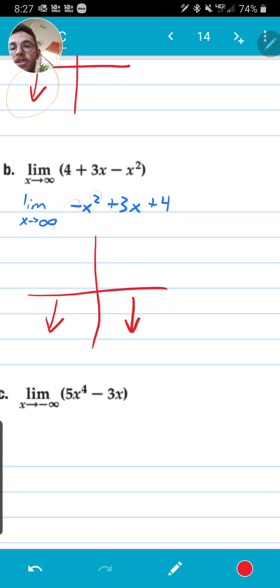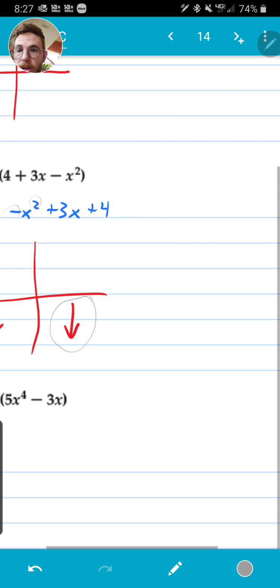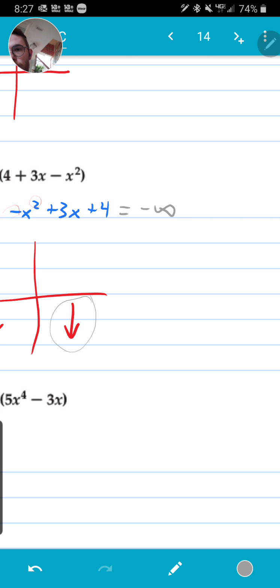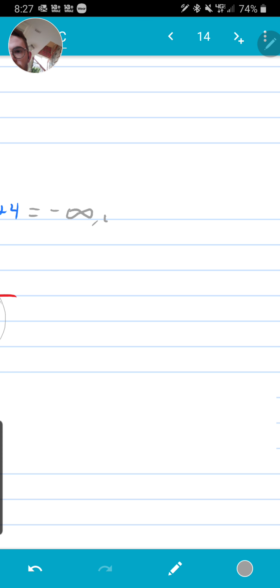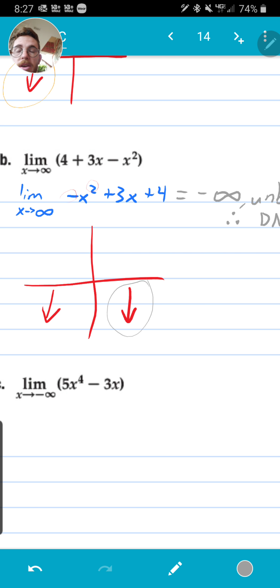So as x approaches infinity, that's the right side of our graph. Well, as x approaches infinity, the right side is pointing down. So we are again approaching negative infinity, which once again is unbounded. Therefore, this limit does not exist. But again, negative infinity is important. We're giving the direction. We're showing context. We know what's going on right here. It could have played out a few different ways, but it was negative infinity, which is unbounded. We know the limit doesn't exist.